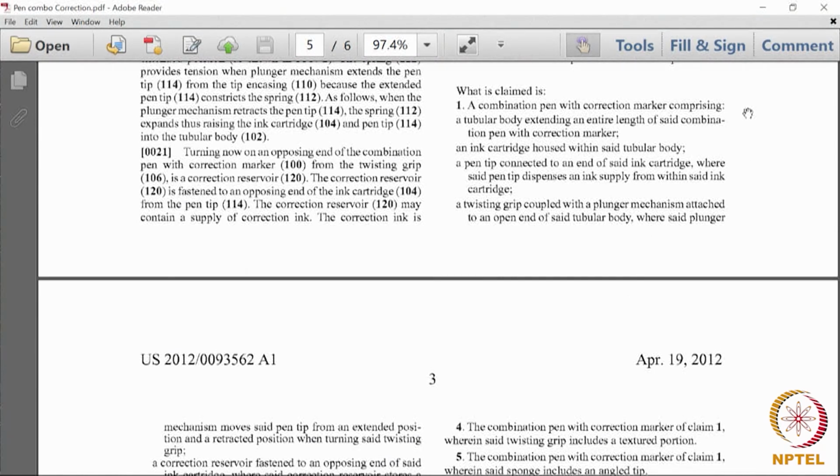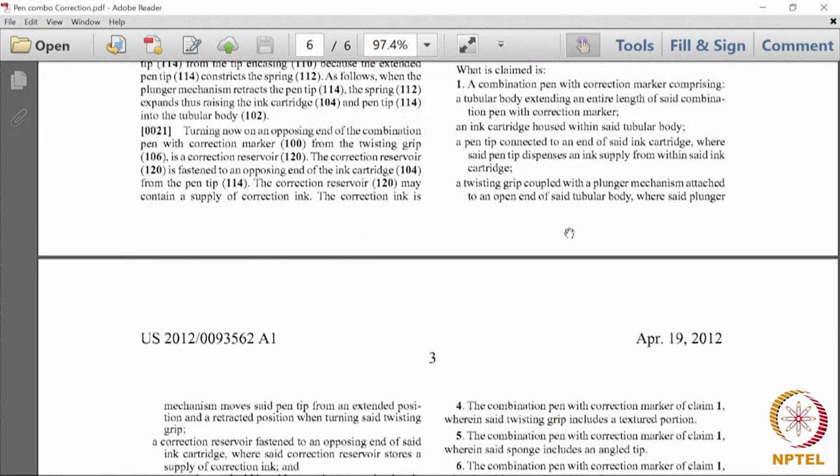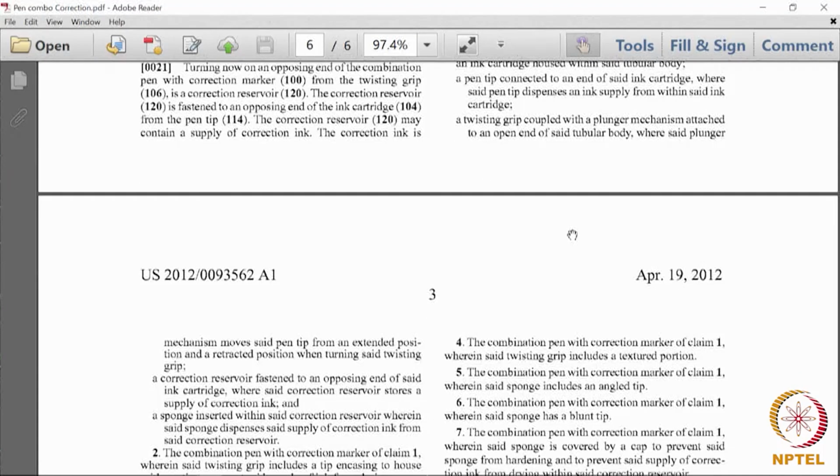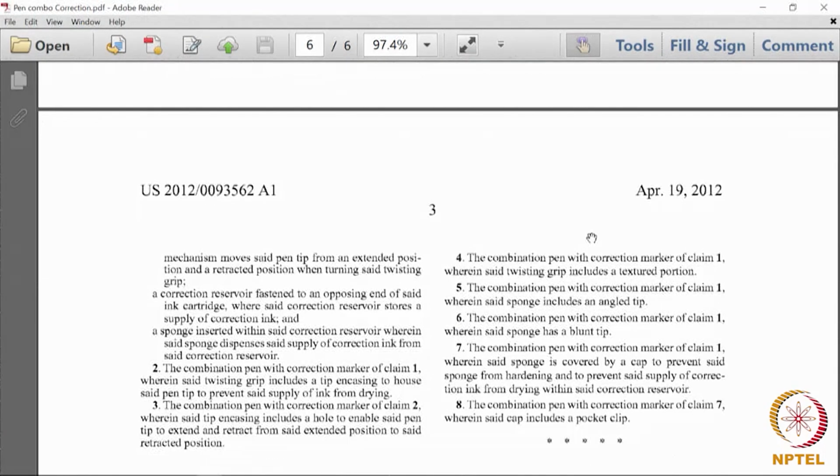A pen tip connected to the end of the said ink cartridge, where the said pen tip dispenses an ink supply from within the said ink cartridge. So, the pen tip is connected to the ink cartridge. A twisting grip coupled with a plunger mechanism attached to an open end of the said tubular body, where said plunger mechanism moves said pen tip from an extended position and a retracted position when turning said twisting grip, the said twisting grip.